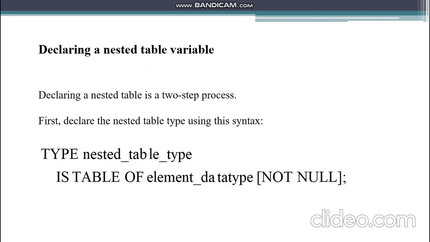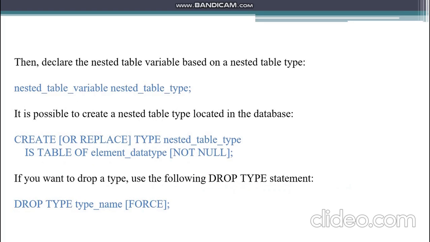So how can we declare a nested table variable? Declaring a nested table has a two-step process. The first one is declare the nested table type using this syntax: TYPE nested_table_type IS TABLE OF element_datatype, the data type we want to enter in the element, in brackets and semicolon, and after that we cannot enter null data in this column, and after that semicolon and finish. And the second one is declare the nested table variable based on the nested table type.